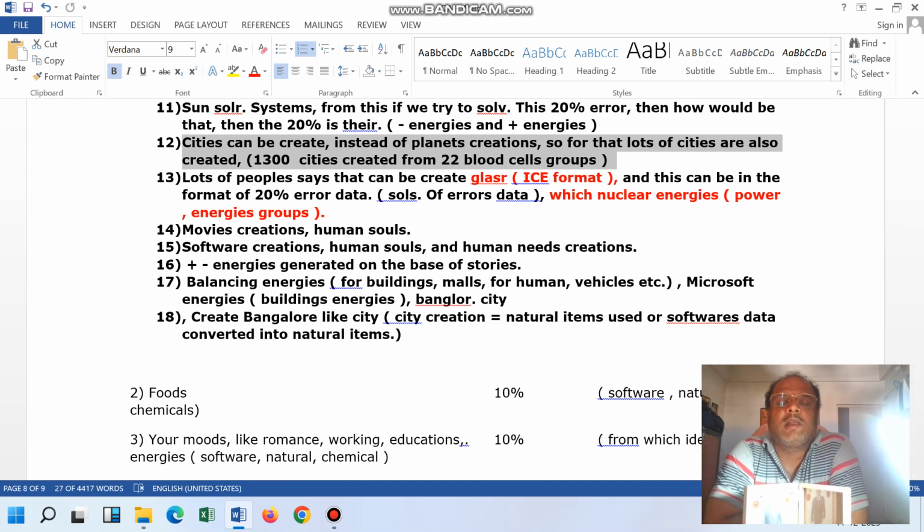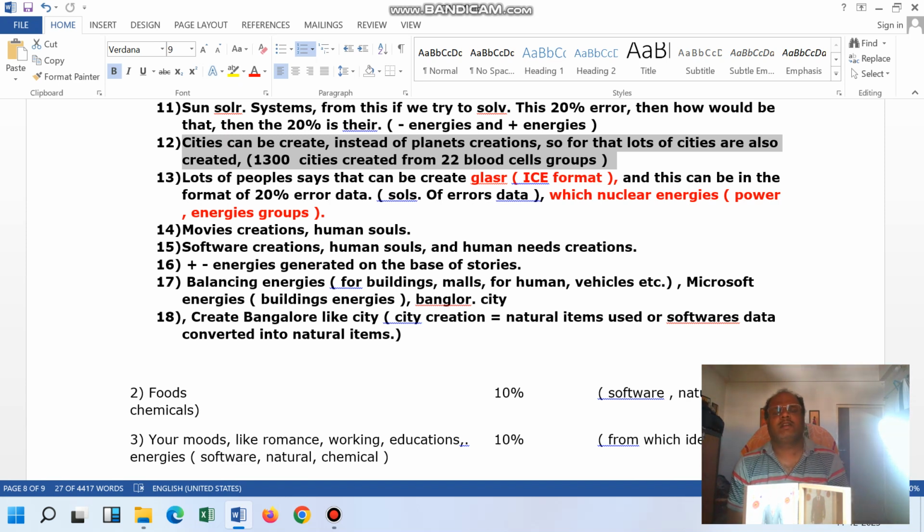Here we are talking about the dependency on currencies and the currency system, and about ideas, about global warming. Actually, it's not an error, it's a solution. We are talking about one topic, that is the solution, and in the solution we are talking about city creation.